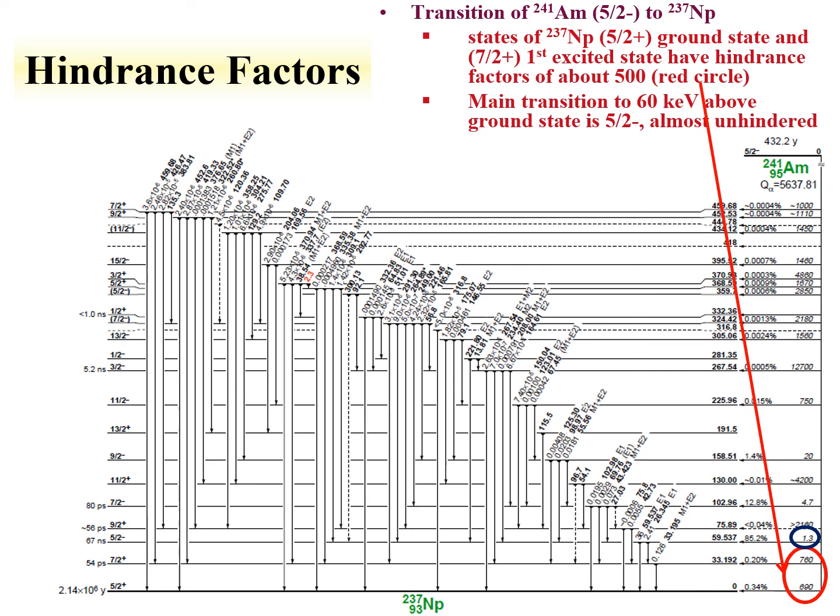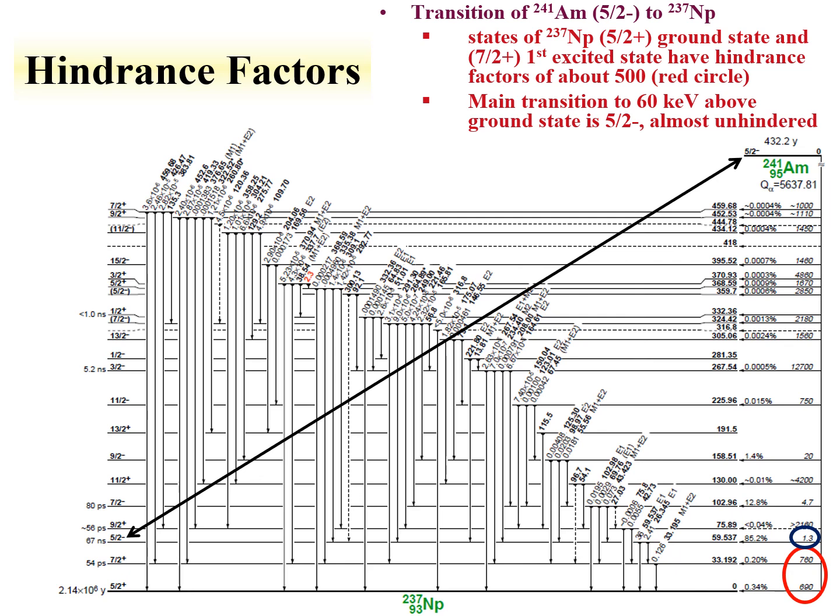However, the americium-241 sits in a 5/2 minus state right there, and if we see that there's a 5/2 minus state right here, the main transitions go from that 5/2 minus state in the parent to the 5/2 minus state in the daughter. And these are practically unhindered transitions. We see the hindrance factor is just barely over 1. The reason for that has to do with the similarities between the spin and parity states of the parent and the daughter. The spin's the same, the parity is the same, so there's no hindrance.